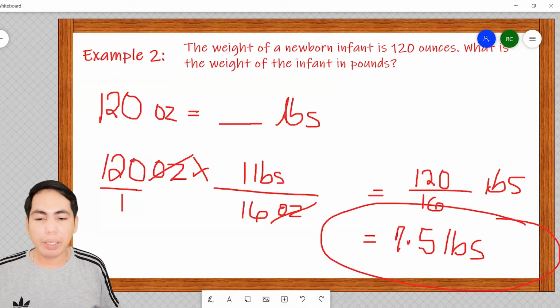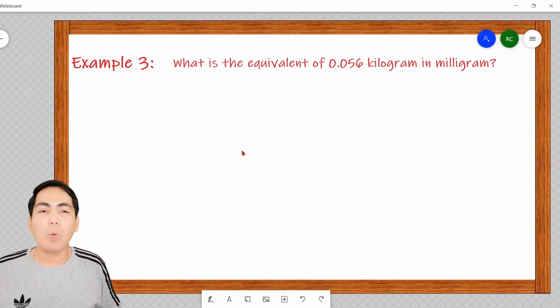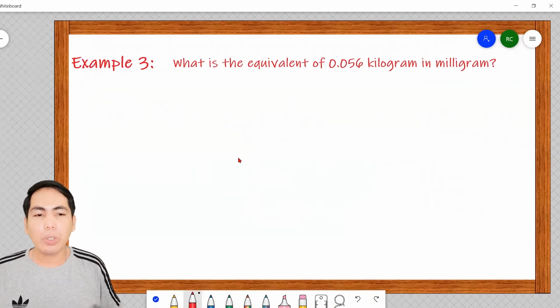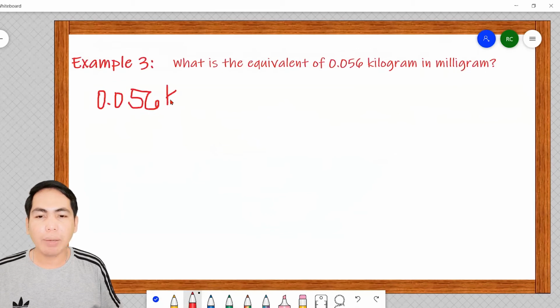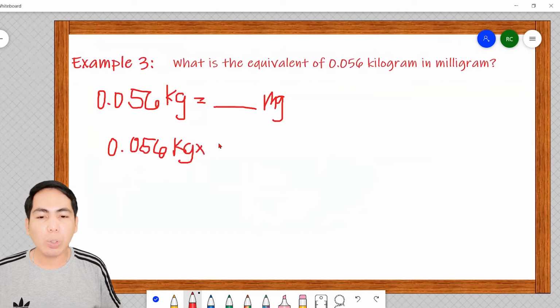So let us have sample number 3. What is the equivalent of 0.056 kilogram in milligram? So we are going to convert this 0.056 kilogram into milligram. First, we are going to convert this kilogram into grams. We know that for every 1 kilogram, there are 1,000 grams. So we can now multiply 0.056 kilogram times the ratio of 1,000 grams is to 1 kilogram, so that the unit kilogram can be canceled out.